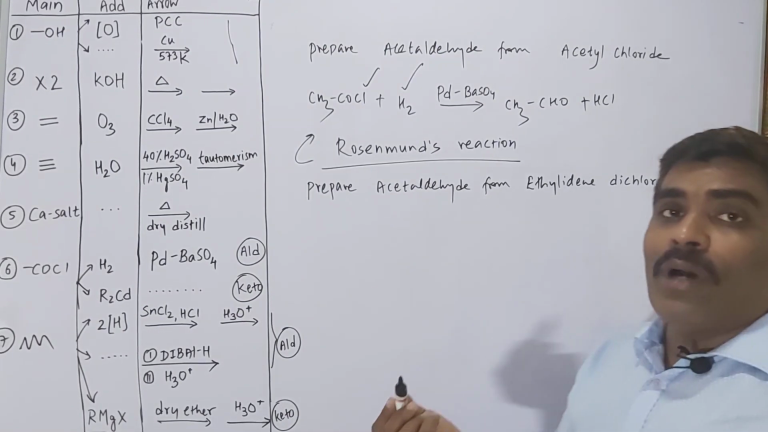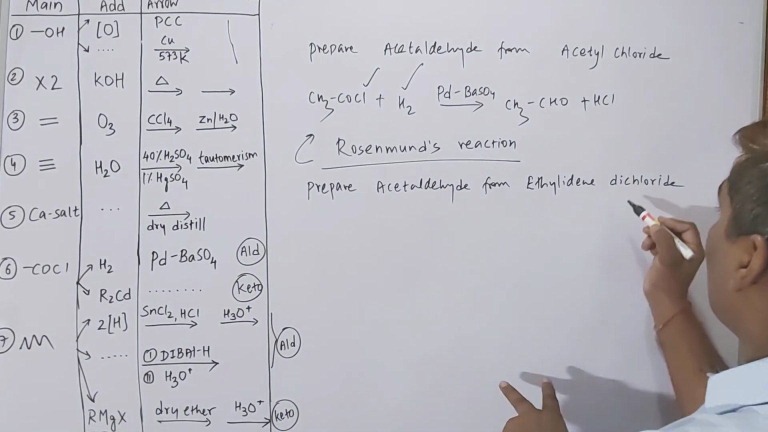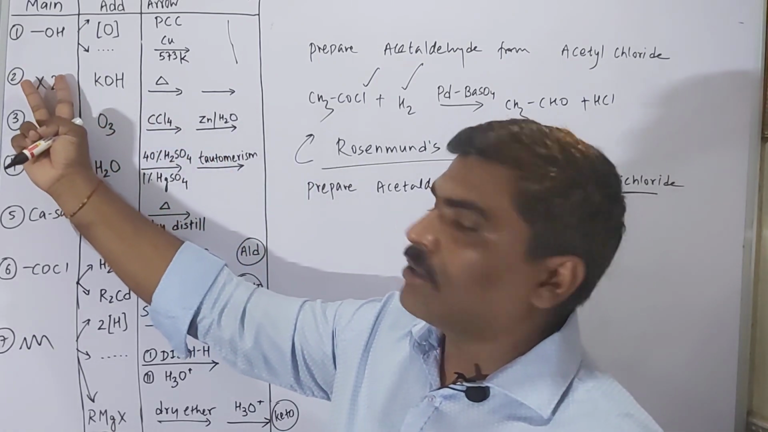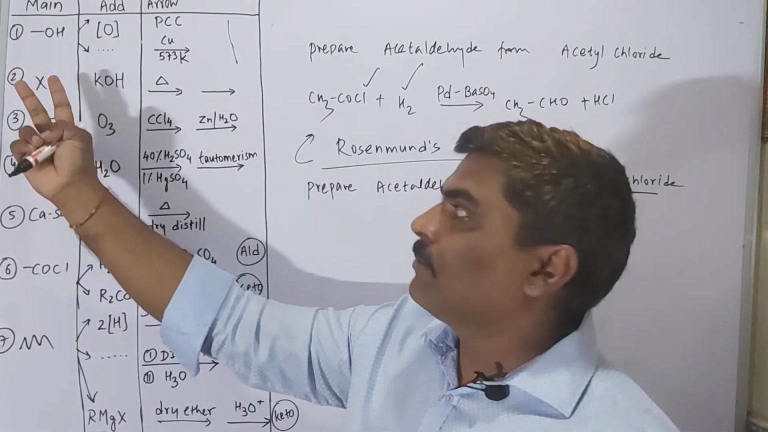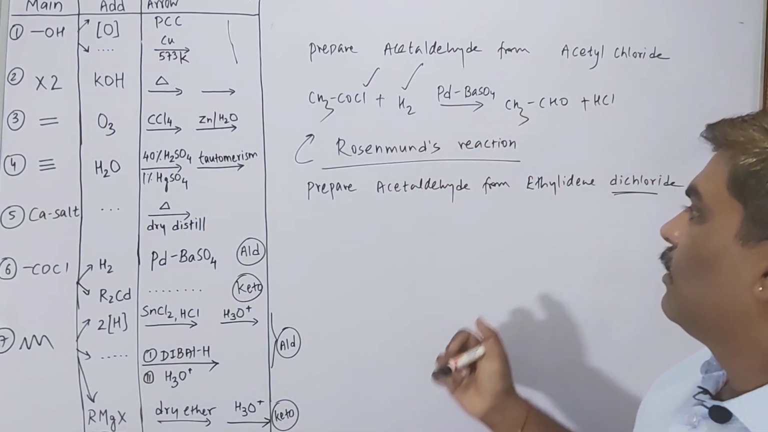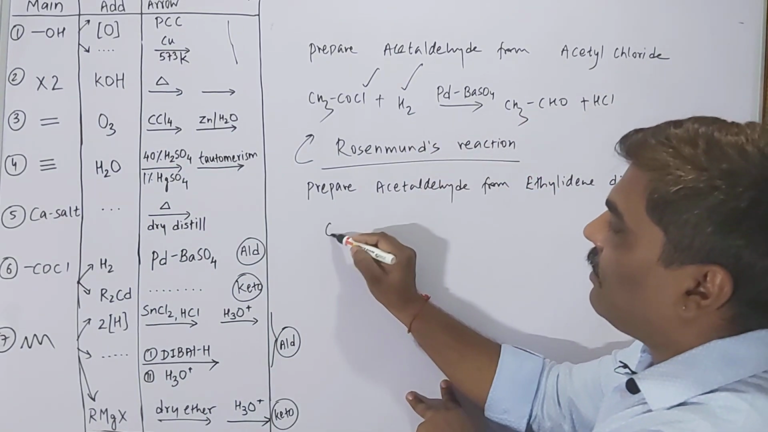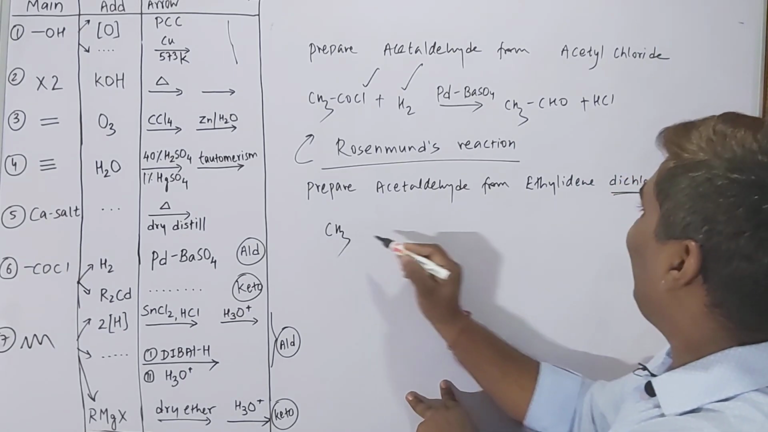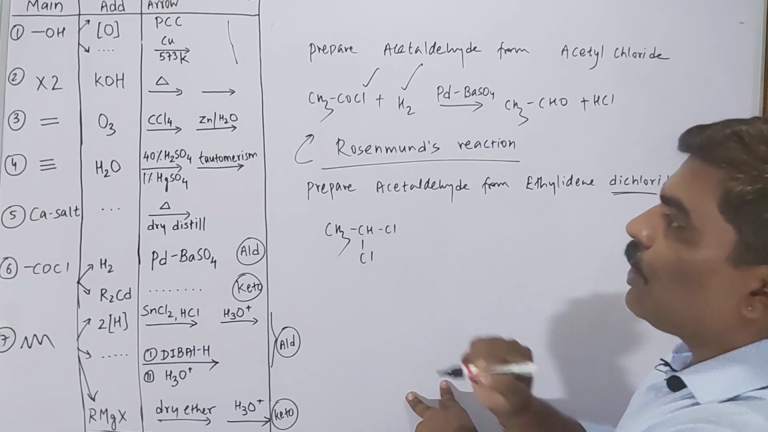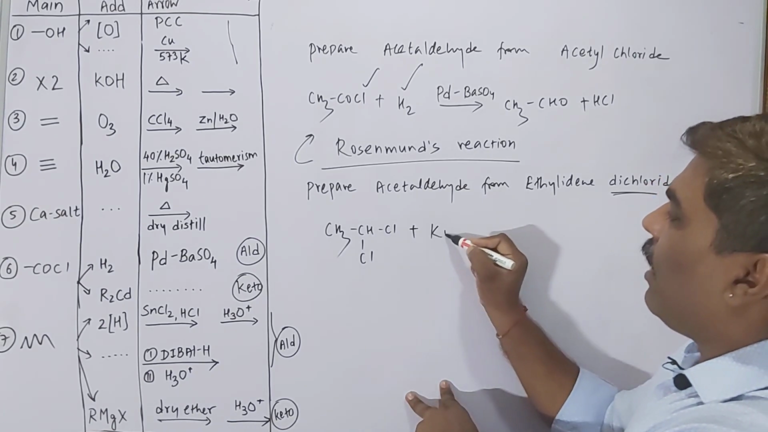Very simple to identify this, as there is dichloride, dihalogen, two halogens. So what do you have to put in this? Potassium hydroxide, alkaline hydrolysis. So we can start here directly. This ethylene dichloride, the formula is this. What you are going to add? You are going to add KOH.